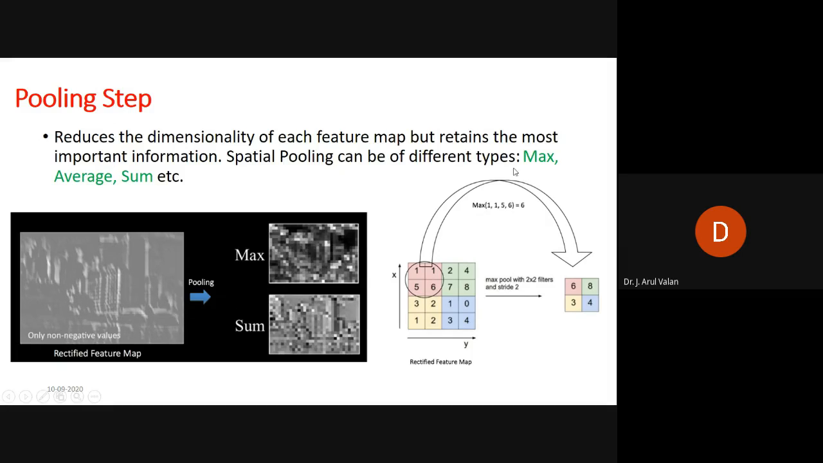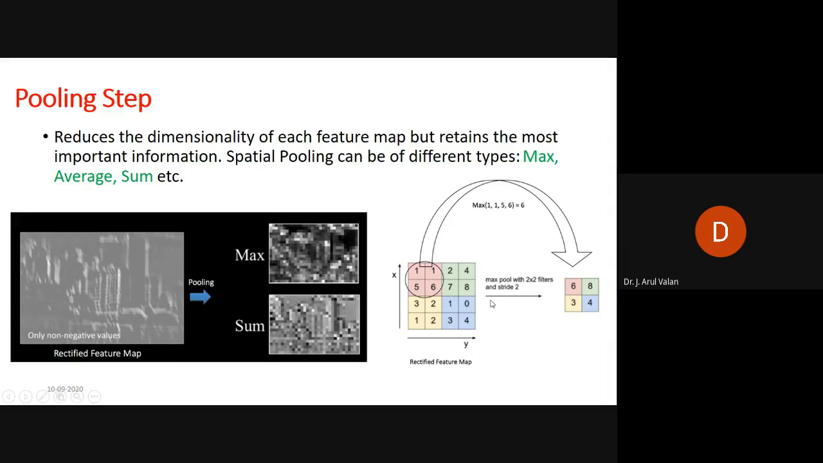Normally the pooling is max pooling, average, or sum. Three types of pooling are there. So what is max pooling? You see, here my pooling size is 2 cross 2. First I place it at the top on the 4 cells. What is the maximum value? The maximum value is 6. Then 2, 4, 7, 8: the maximum value is 8. Then 3, 2, 1, 0: the maximum value is 3. Then 1, 0, 3, 4: the maximum value is 4.